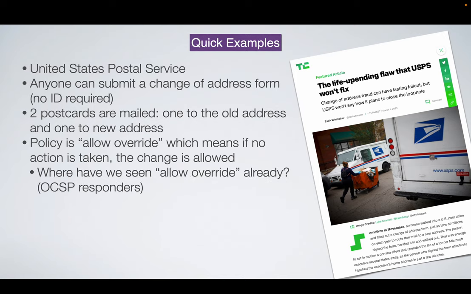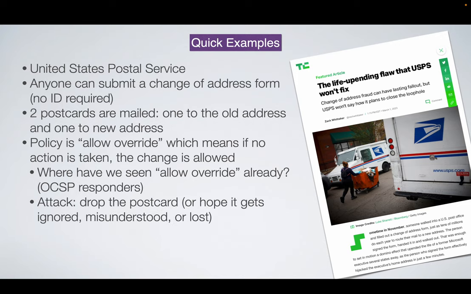And so where have we seen this before? Well, one example is, remember we talked about revocation. You ask the server, hey, is this SSL certificate revoked? If you don't hear anything back, you assume it's okay, right? And so in the same case, the adversary can just drop. If they can drop that postcard from being reached, then they get all the mail forwarded. Or you can just hope that it gets lost.